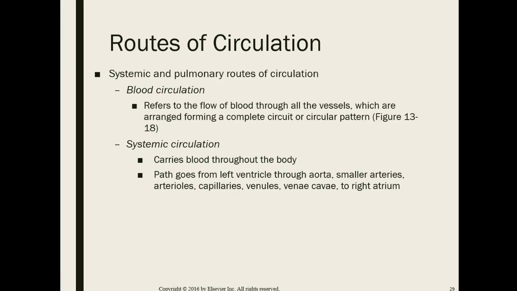So with systemic circulation, we're going to go from the left ventricle through the aortic semilunar valve into the aorta, and then through arteries, arterioles, capillaries, and this is throughout the body, venules, and then it'll meet up again at the vena cava and go into the right atrium.